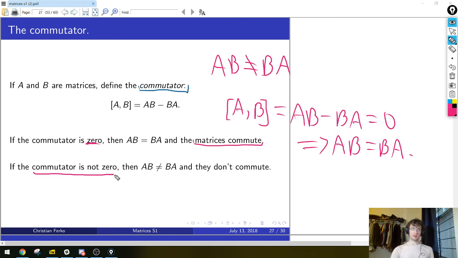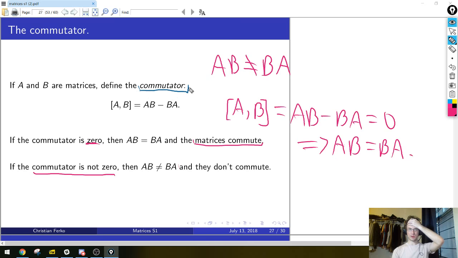If the commutator is not 0, so A times B is not the same as B times A, then the matrices do not commute. That means AB minus BA is not equal to 0. So, again, it's not rocket science. If you want to measure whether two things don't commute, you just take the difference of the products in different orders. And if it's 0, the order doesn't matter. And if it's non-zero, the order does matter. But I want to be very explicit about this object because it's quite central to quantum mechanics.